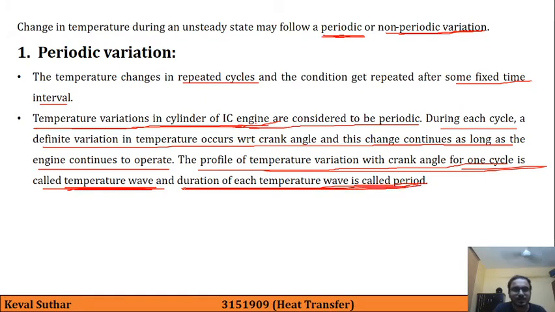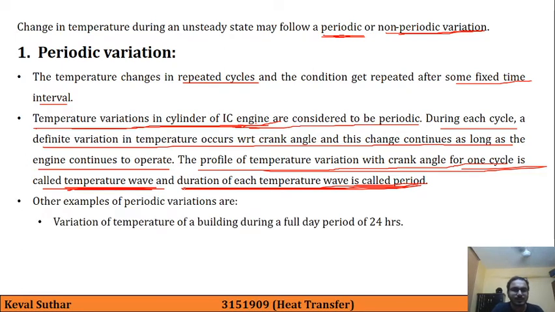Okay, so this is an example of periodic variation. Other examples of periodic variation are variation of temperature of a building during a full day period of 24 hours. This is easily understood: if we measure the temperature of this building during 24 hours, then we will get a complete temperature wave, and during the next day also the same temperature profile will be observed in repeated cycles. So this is an example of periodic variation.